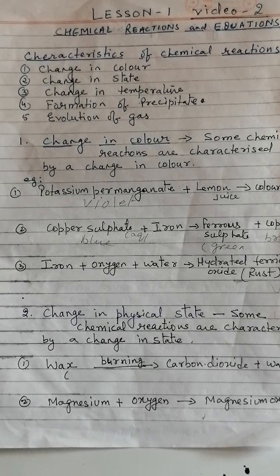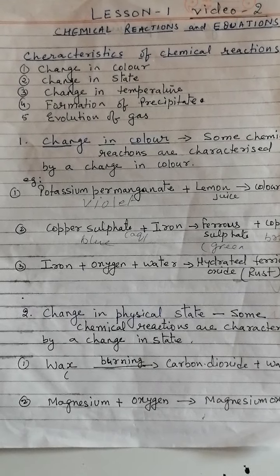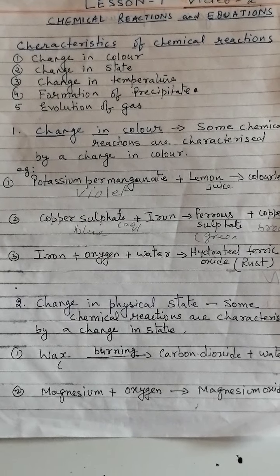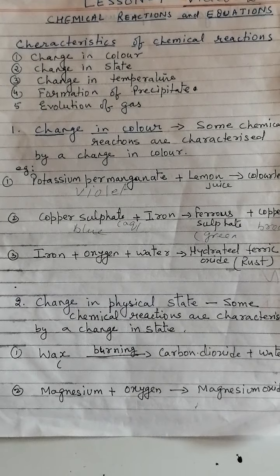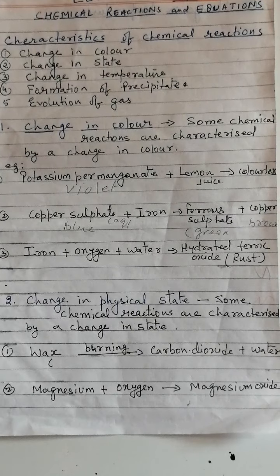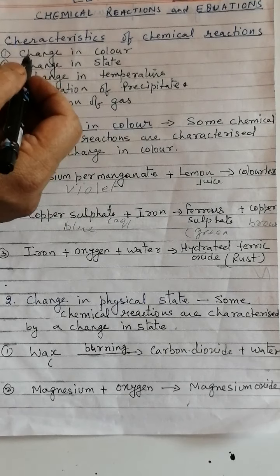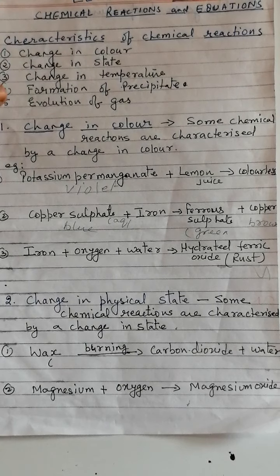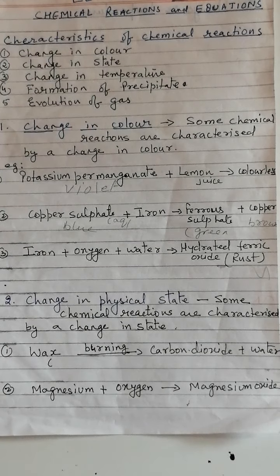Let me start today's teaching, that is, characteristics of chemical reactions and equations. These are the following characteristics of chemical reactions. Number 1, change in color, change in state, change in temperature, formation of precipitate and evolution of gas. I will teach one by one all these properties with examples. Number 1, change in color.